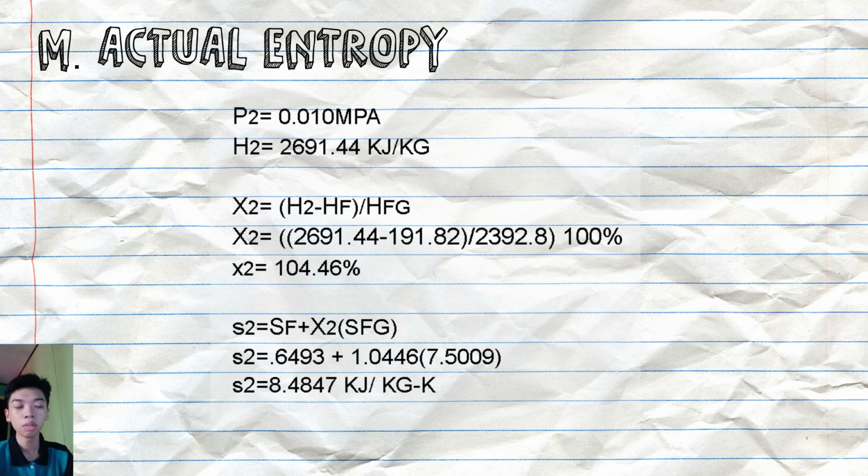And then, solving for the actual entropy, we will be using the formula S2 is equal to specific entropy minus X2 multiplied by SFG, which is equal to 8.4847 kJ per kilogram Kelvin.